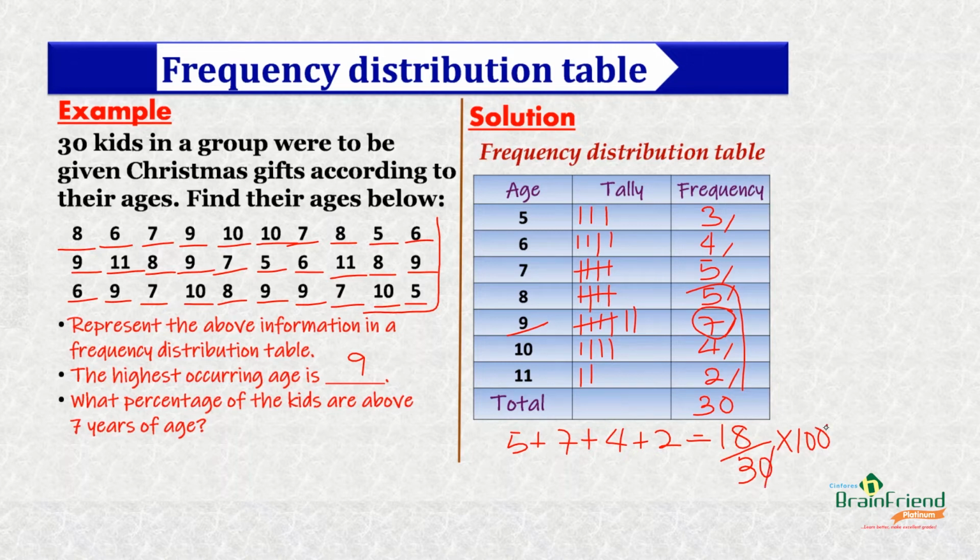Now 0 cancels 0. 3 into 3, 1. 3 into 18 gives us 6. So we have 6 times 10. That gives us 60%. So 60% of the kids are above 7 years of age.